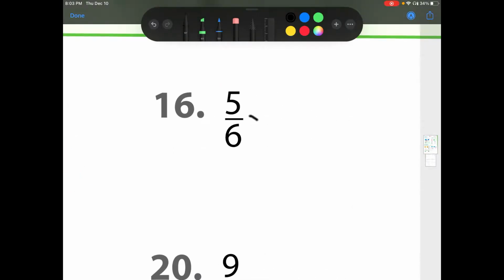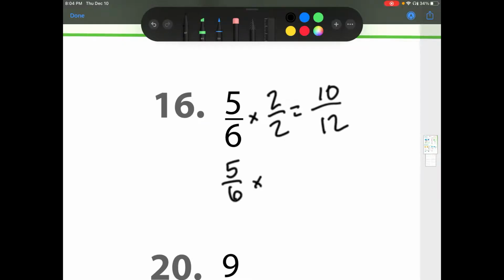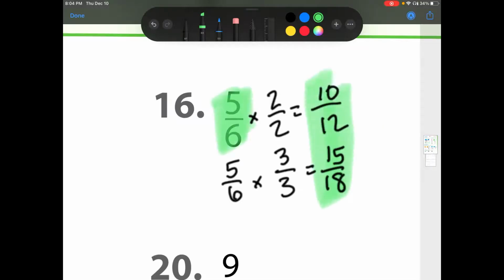Now, since they didn't tell us, I probably want to pick easy numbers each time. So I'm going to keep focusing on just multiplying by 2 halves. So 5/6 times 2 halves is 10/12. And then I'm going to pick another easy one. I know my 3's pretty well, so I'm going to multiply by 3/3. So 5/6 times 3/3 is 15/18.